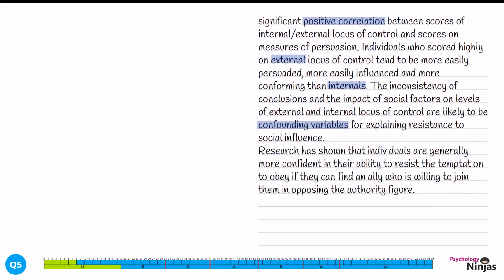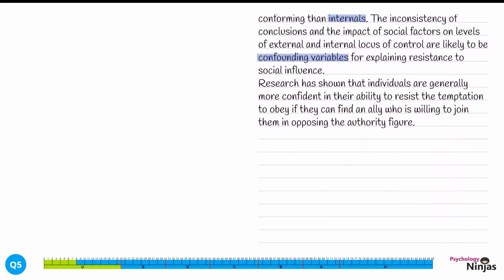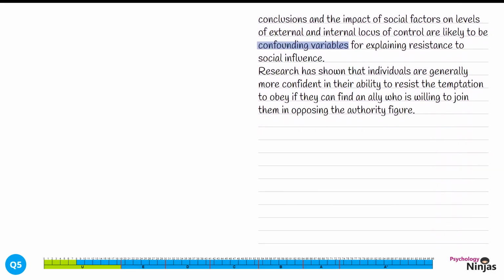Research has shown that individuals are generally more confident in their ability to resist the temptation to obey if they can find an ally who is also willing to join them in opposing the authority figure. We're showing thorough detailed knowledge here by also talking about obedience as a different type of social influence. We focused here on the presence of allies or friends who are also going against the authority figure. Our final piece of evaluation is going to focus on application to the real world.